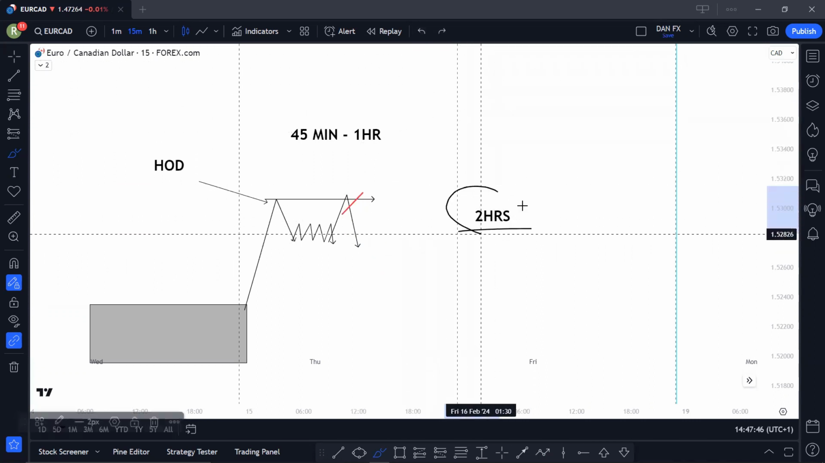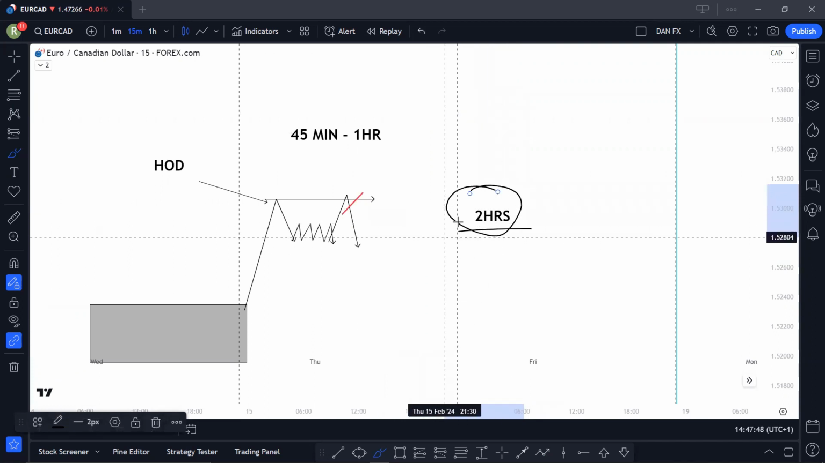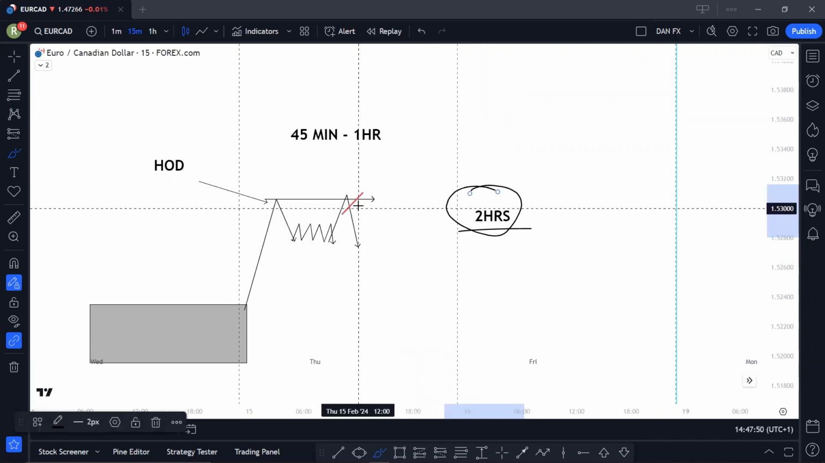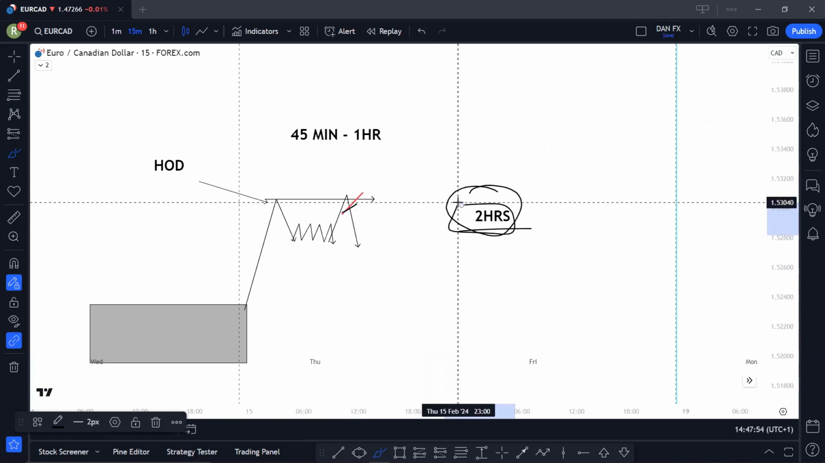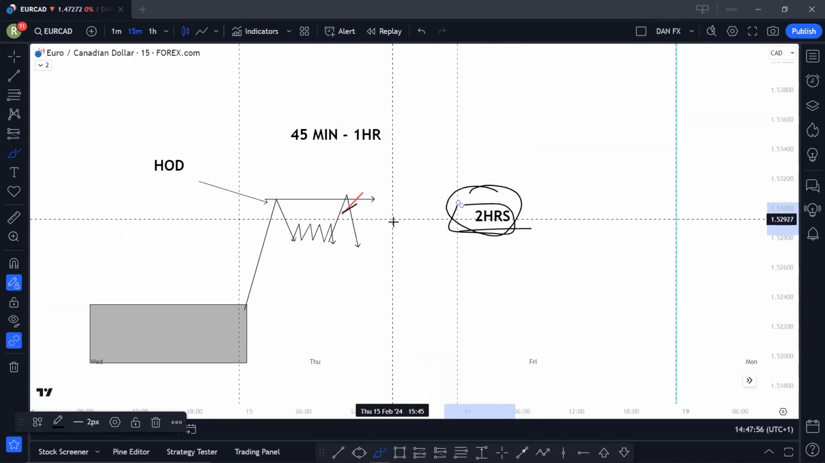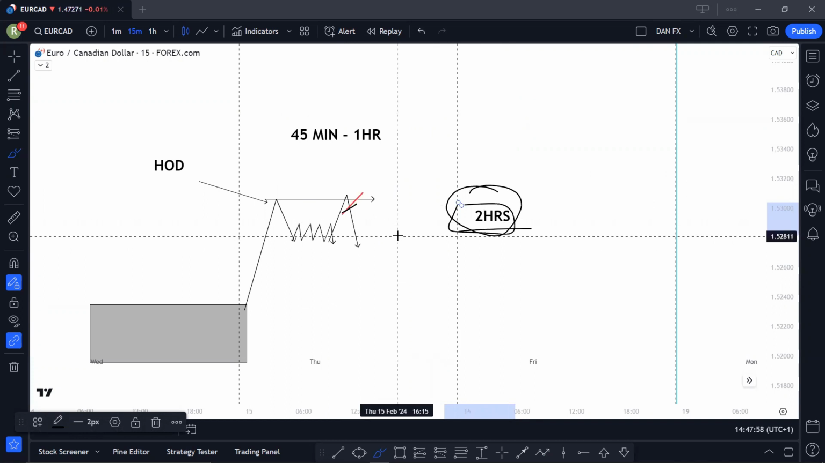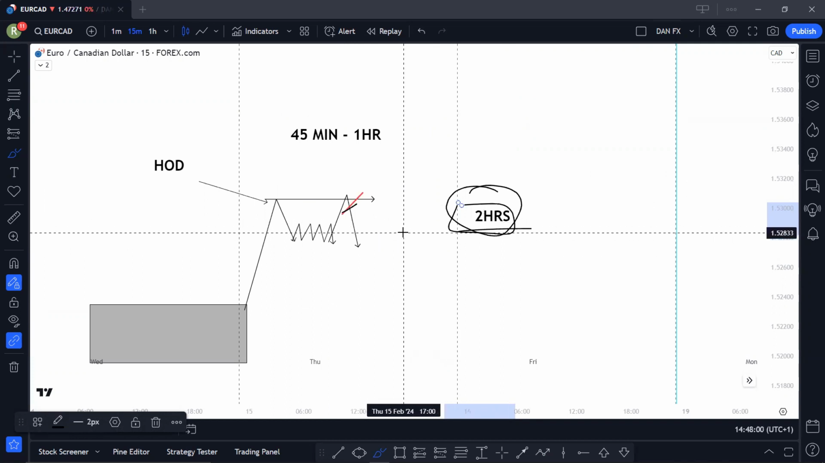All right, so after 2 hours, this is the scratch out limit. Once it's 2 hours and you're not in profit, if you entered on the second leg of an M or W formation, after 2 hours, close the trade if you're not in profit. If you're in profit, you can leave the trade. If you are in loss, if you're in drawdown, close the trade.